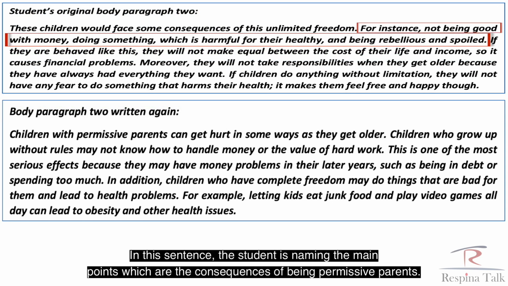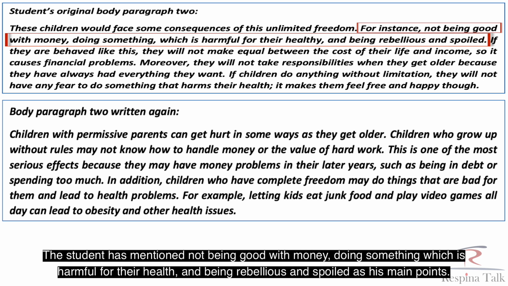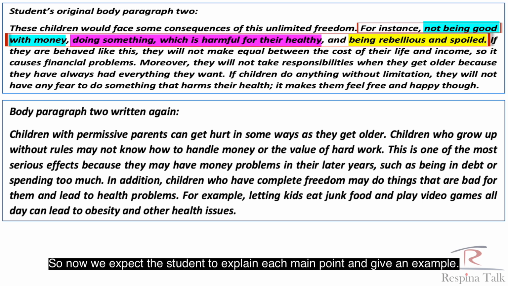In this sentence, the student is naming the main points, which are the consequences of being permissive parents. The student has mentioned not being good with money, doing something which is harmful for their health, and being rebellious and spoiled as his main points. So now we expect the student to explain each main point and give an example.